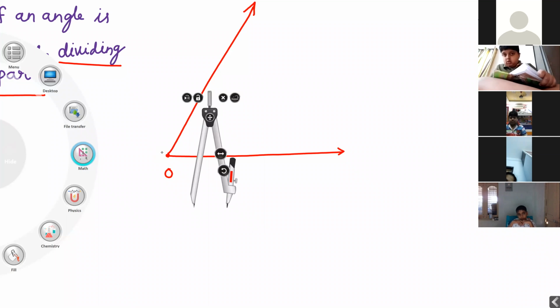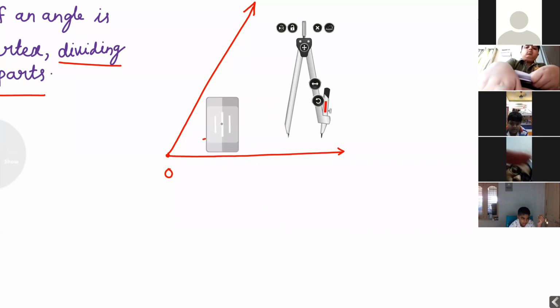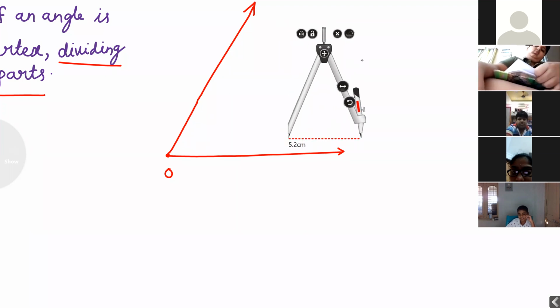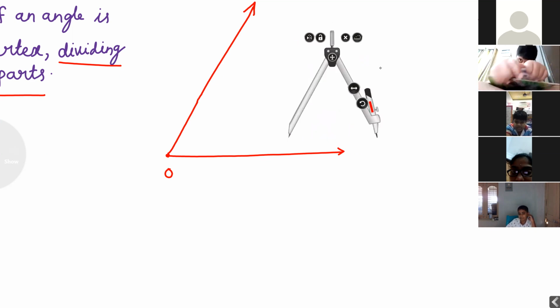What is the name of this instrument? Compass or protractor? Compass, right. Now concentrate here. This is the compass. There are two legs. One is the left side leg and the second is the right side leg.